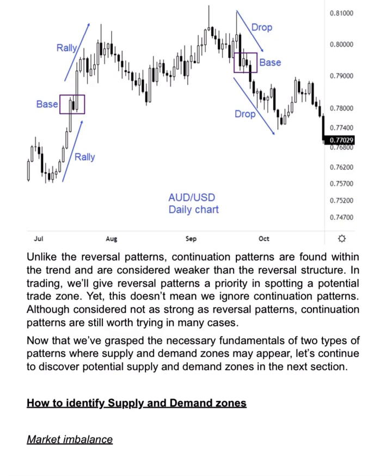So unlike the reversal patterns, continuation patterns are found within the trend and are considered weaker. They are weak reversal structures. So in trading, we will give reversal patterns a priority. They are very strong in spotting a potential trading zone. Yet that doesn't mean that we should ignore the continuation patterns. They are not as strong as reversal patterns, but they are still worth trying in many cases.